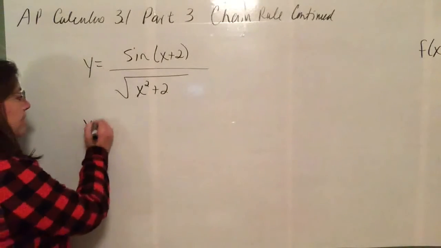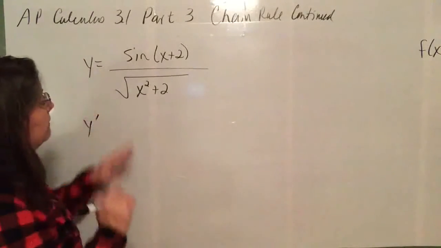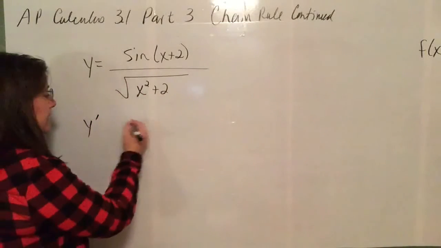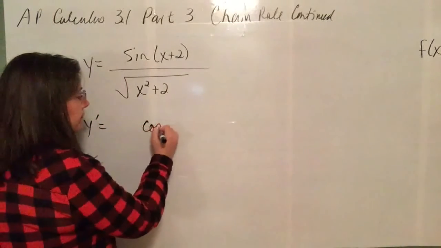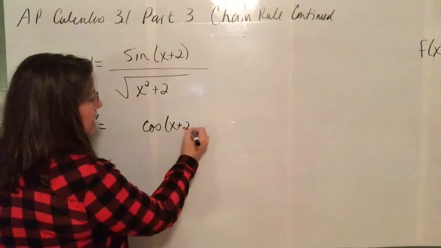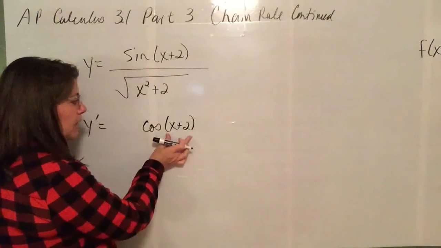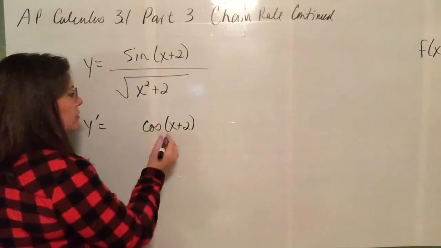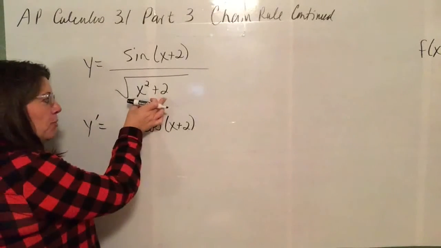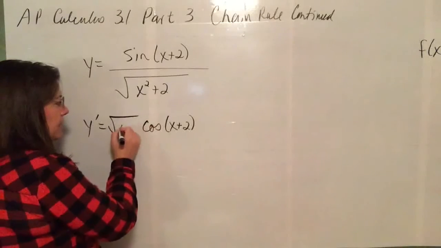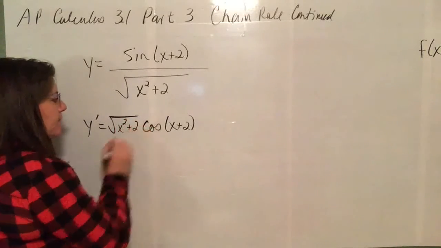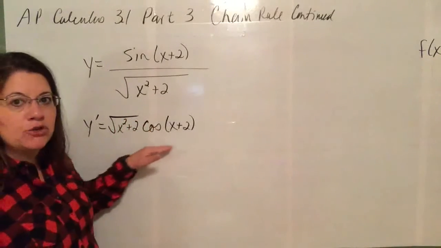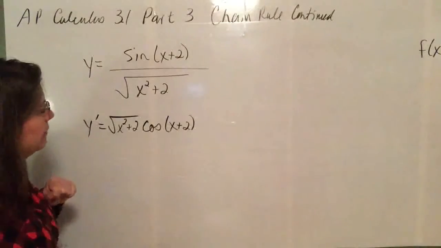So if I find y prime, the derivative of the top, derivative of sine, is cosine. I keep the angle part, then I take the derivative of the angle part, which would just be 1, so that's not going to affect anything. And then I multiply that times the original bottom. Well, I'm going to put that in the front because I don't want to get that confused with the angle part of my trig function. So I'm going to tag that in the front.